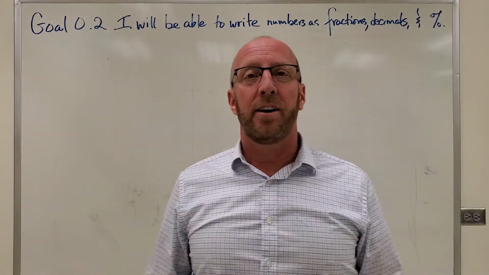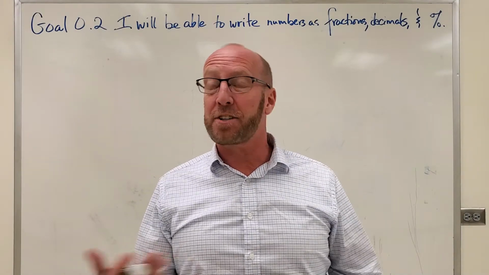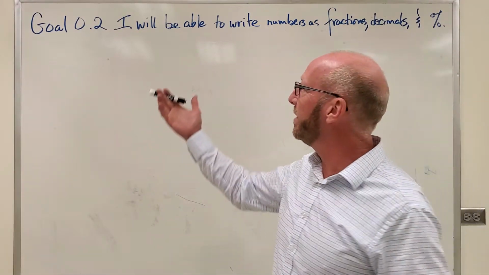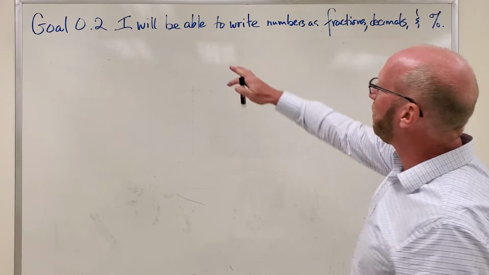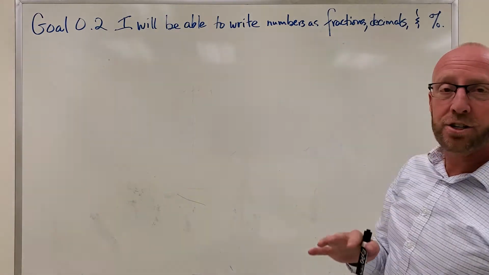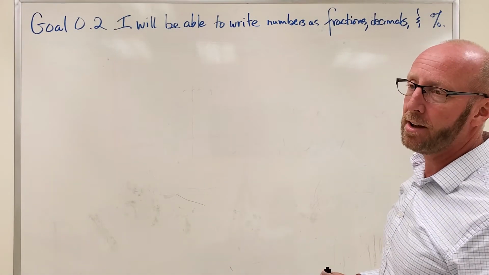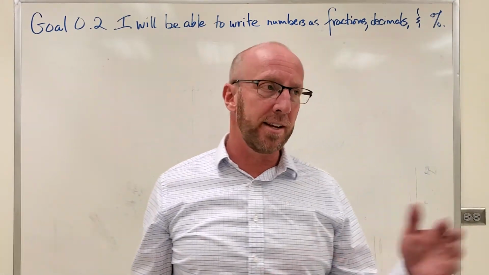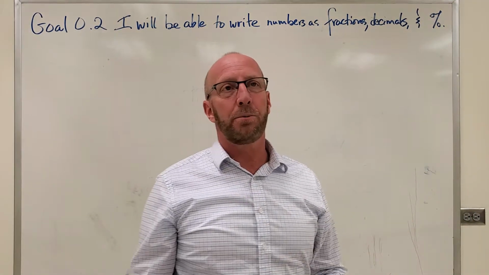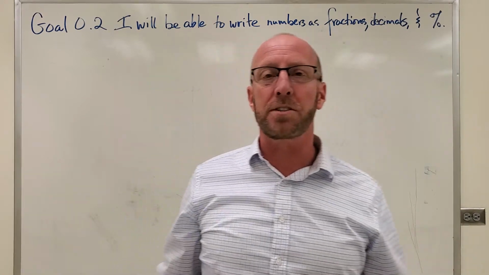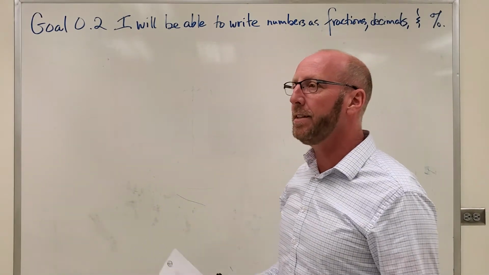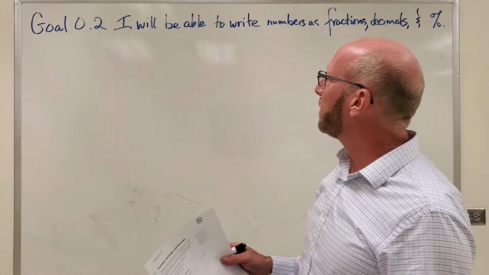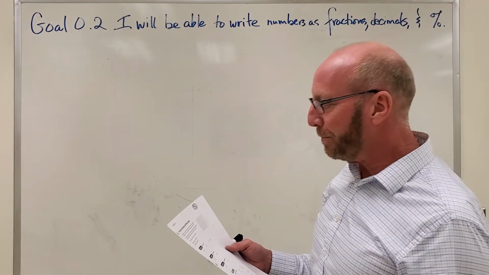We are on our second section for the week, and so this one is our goal 0.2. I will be able to write numbers as fractions, decimals, and percents. So in order to do well in this class, we have to be able to go from fractions to percents to decimals, back and forth with no problem. And so this is just a refresher. It's a nice, easy lesson on how do you write numbers in different ways.